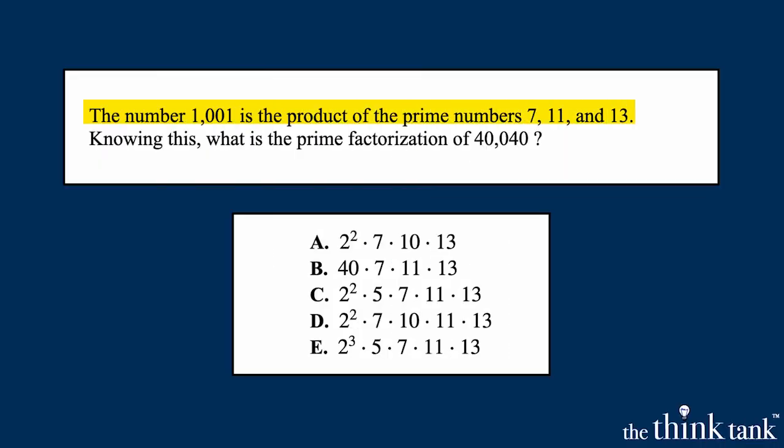The number 1001 is the product of the prime numbers 7, 11, and 13. Knowing this, what is the prime factorization of 40,040? We've got some options. Let's go.